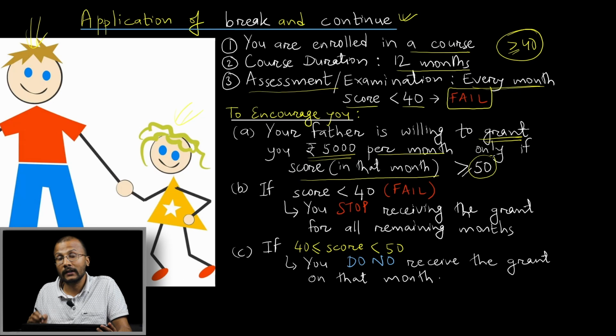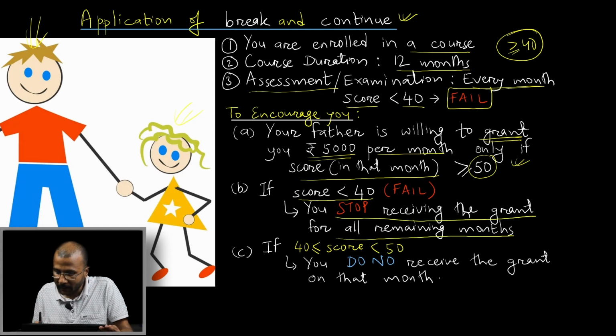So if you score greater than or equal to 50, you will get 5,000 rupees as pocket money from your father. Okay, but there is a check. If you fail, that means if your score is less than 40, right? If you fail, then you stop receiving the grant for all remaining months.